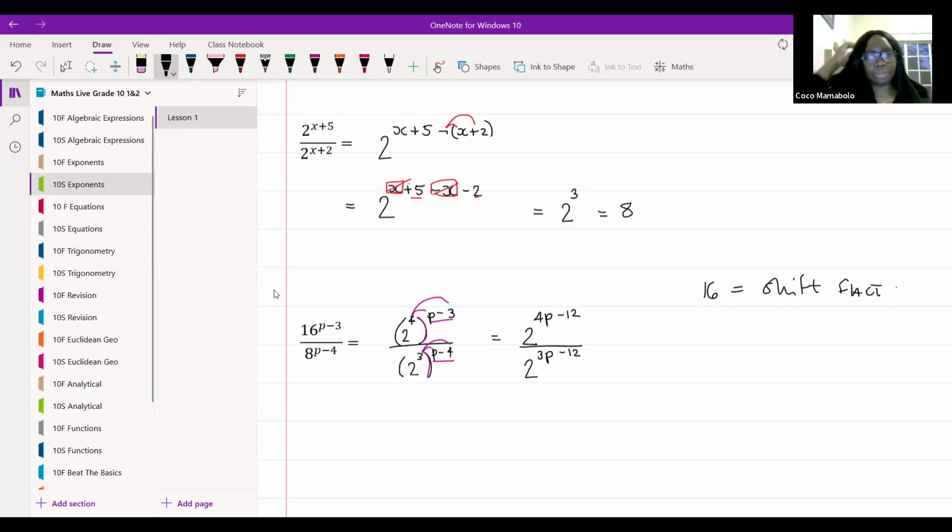All right. Now, herein comes the interesting part. All right. Do I now have like bases? Yes, I do. Well done, Theo. I've got a 2 and a 2. So like bases are being divided. I'm going to keep the base. Good, Fulufelo, beautiful. And then we're going to do top minus bottom.